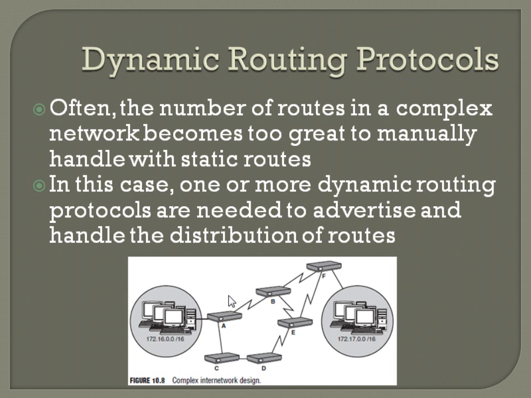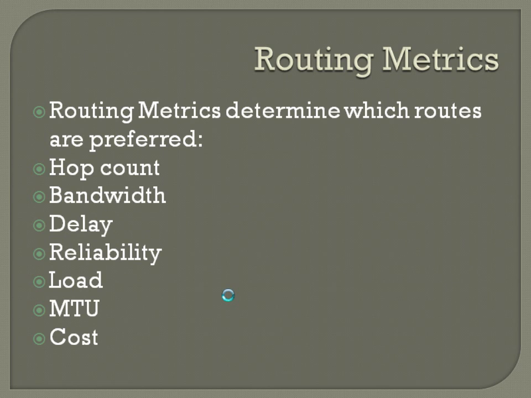So, speaking of hop count, routing metrics determine which routes are preferred, and depending on which dynamic routing protocol you're using, it's going to use one or more of the values listed below here. Hop count, which is actually when we start talking about RIP, is the only metric it's going to use. The values are hop count, bandwidth, delay, reliability, load, MTU, and cost. So one or more of those.